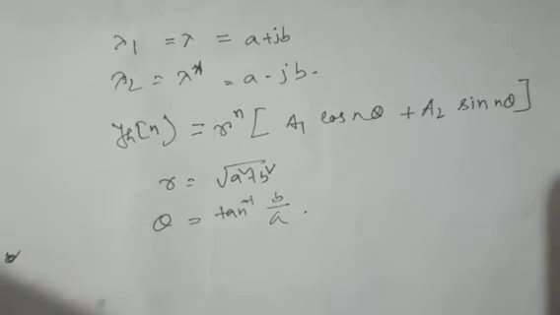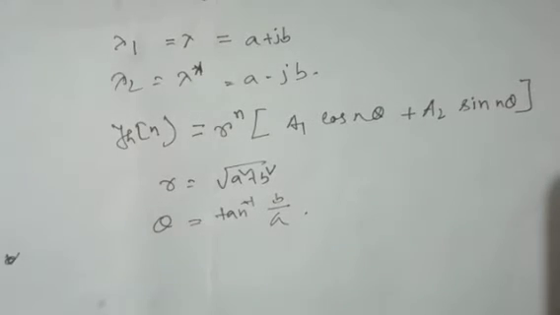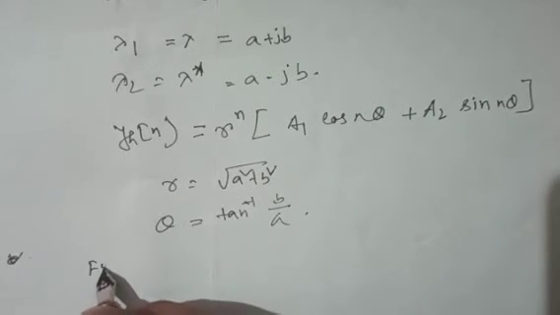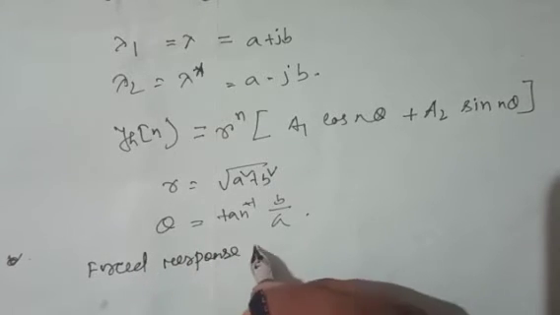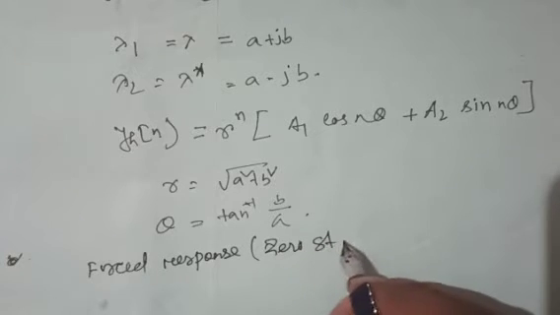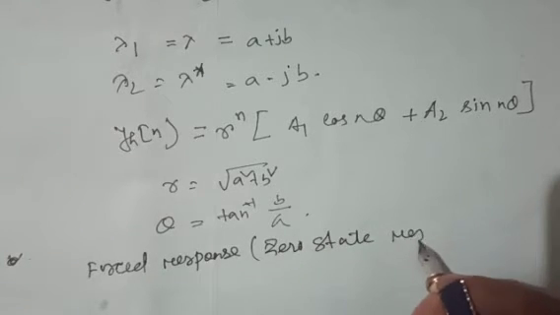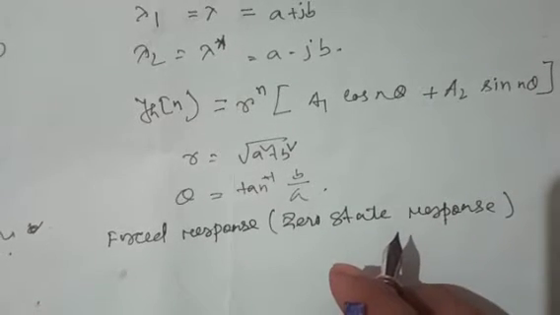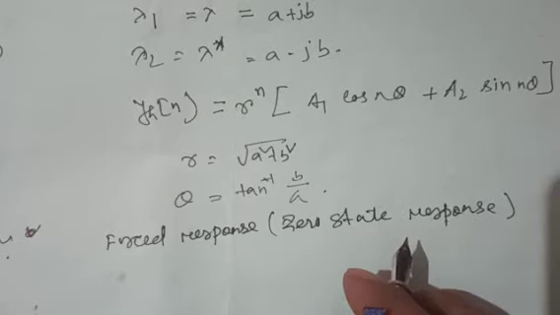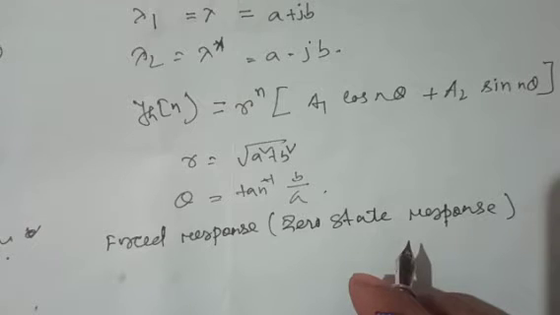Now coming to the forced response or zero state response. For the forced response, as already we know, there is the solution of the difference equation for the given input when the initial conditions are 0. That means the output or the response is due to the given input only.